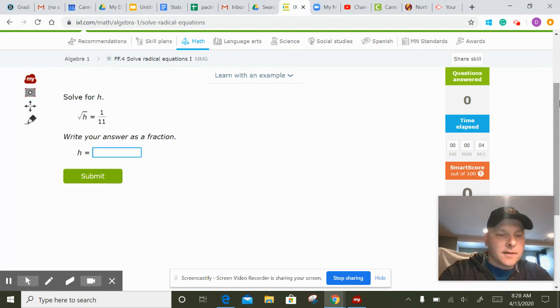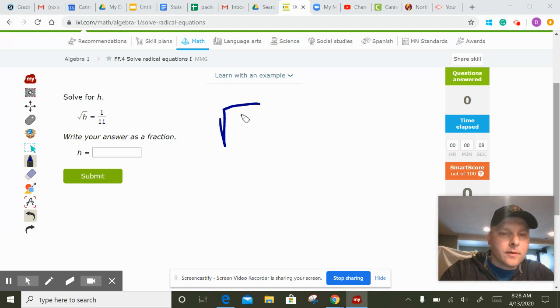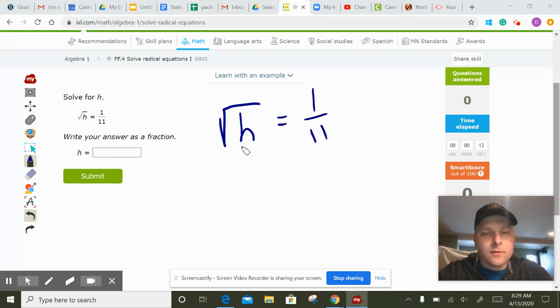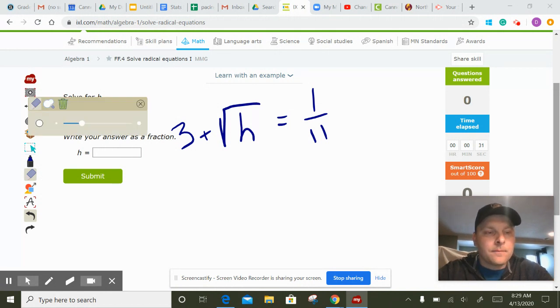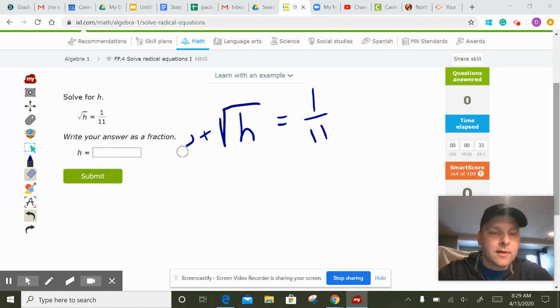Okay, so here's the equation that we're solving for FF4. It is the square root of h equals 1/11. Okay, so what we want to do, just like when we're always solving equations, we want to get that h by itself. And so if there were anything extra on the outside of this, like if there was, let's just say there was a +3 here, we would subtract 3 from both sides first to try to work it down to get h by itself. This one doesn't have that.